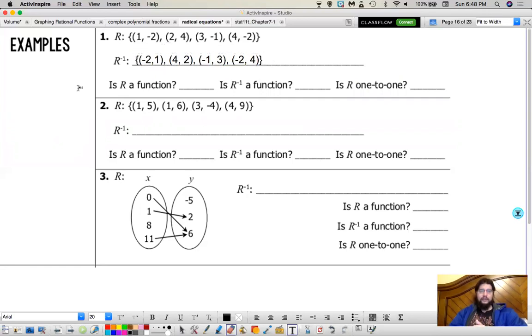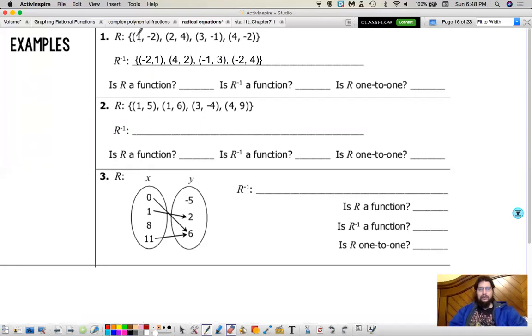Is R a function? Well, let's see. To be a function, for every x value, there must be one y value. None of the x values are repeating, so we're good. Yes. Is our inverse a function? Let's see, -2, 4, -1, -2. Uh-oh. No. See right here, we got -2 mapping to 1, and we got -2 mapping to 4. Ain't happening. So no, it is not 1-to-1, because we got some y values repeating here.